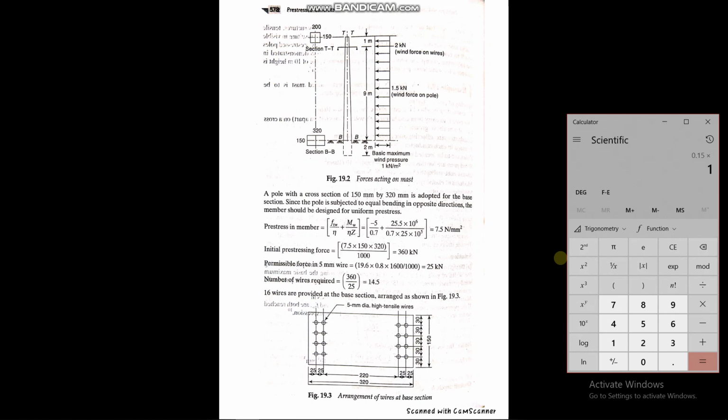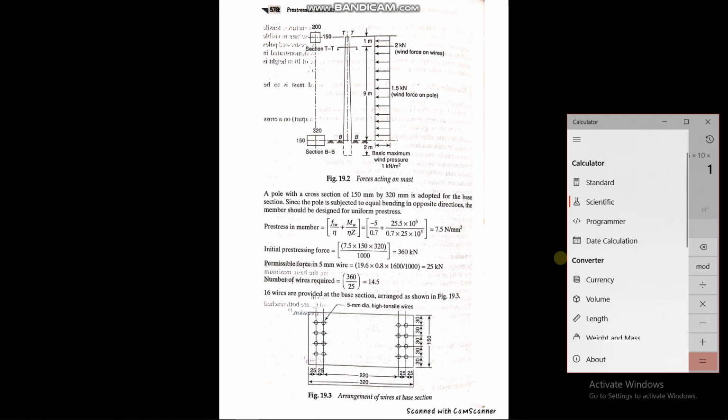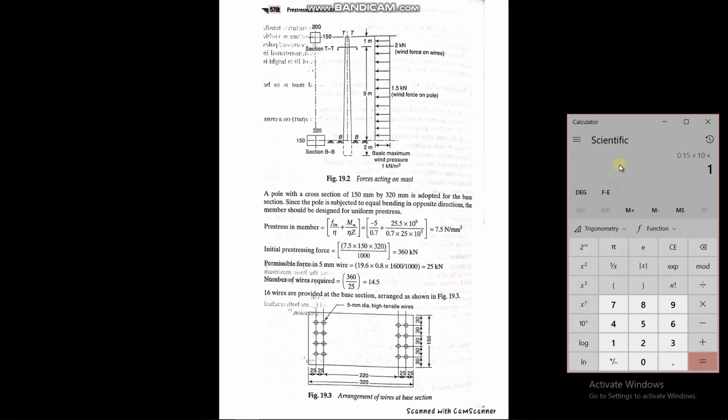Sorry, 10 meter, that is going to be taken not in millimeter, only in meter. So 10 meter multiplied, that is my area, 1.5 meter square is my area, and then basic wind pressure is 1 kilonewton per meter square. So multiply with 1. In that case you have 1 kilonewton, that is the overall total load that is coming onto the face of the structure.